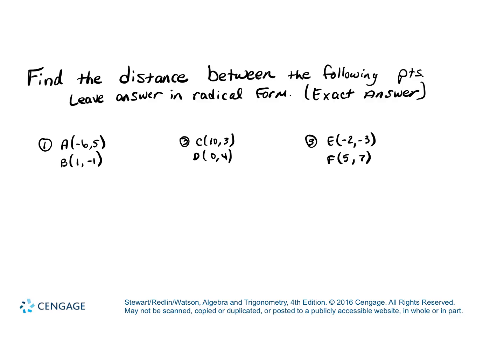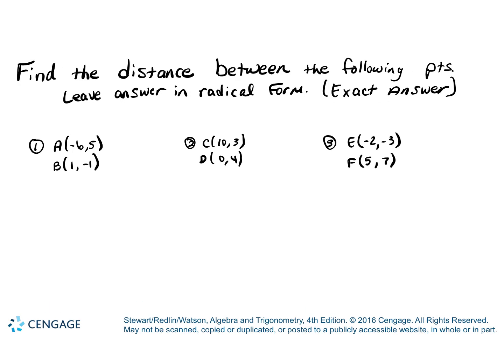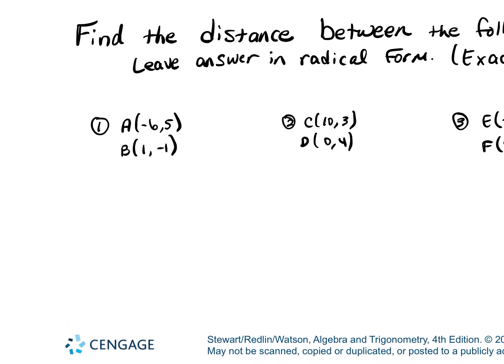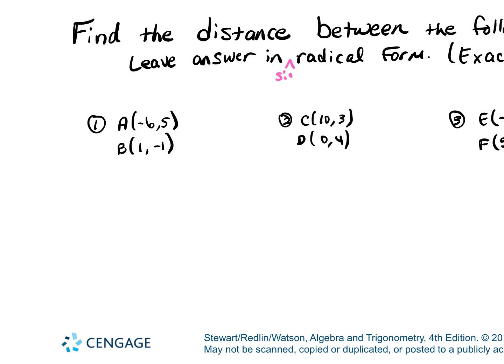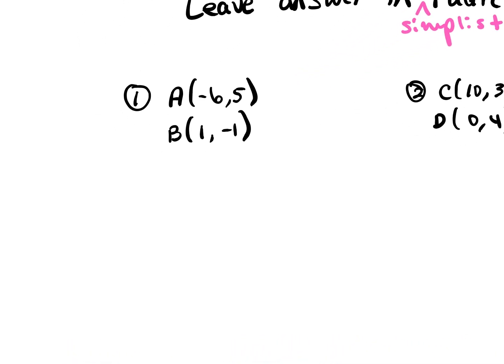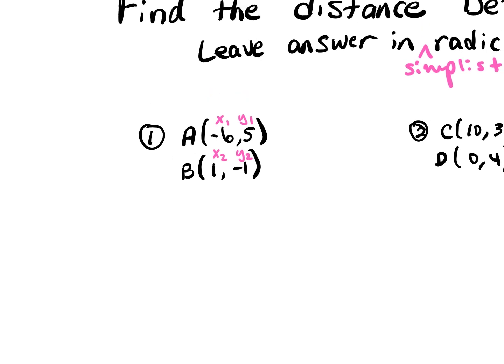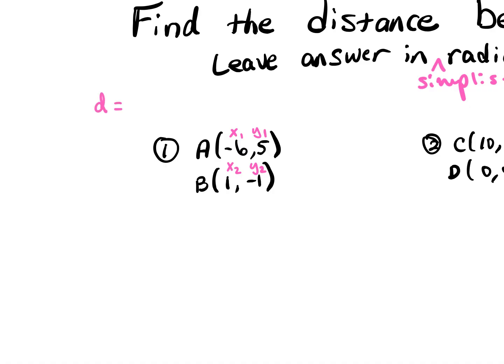Looking at the next page, it says find the distance between the following points. Leave your answer in radical form. This should say simplest radical form. So let's do one. I'm going to label my points x1, y1, x2, y2, and then we'll plug it into our distance formula. Our distance formula is the square root of x2 minus x1 squared plus y2 minus y1 squared. So we just plug it in.